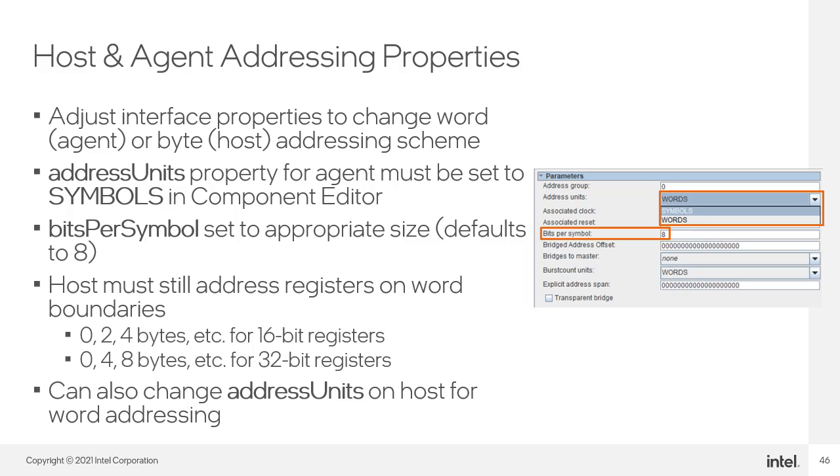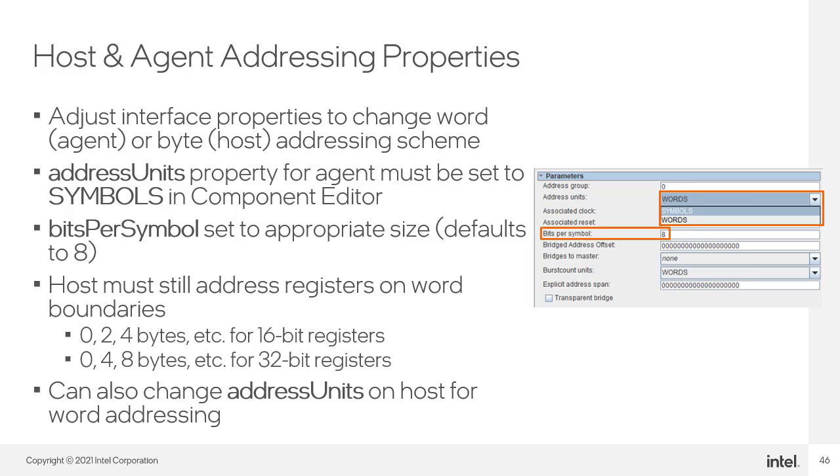As mentioned, when creating a custom component, you can adjust how the addressing works from the default of byte addressing for the host and word addressing for the agent. Shown here is part of a tool called the Component Editor, found in Platform Designer. You use this tool to specify the HDL code to create custom components and specify how the component's interfaces will work, including the addressing scheme.